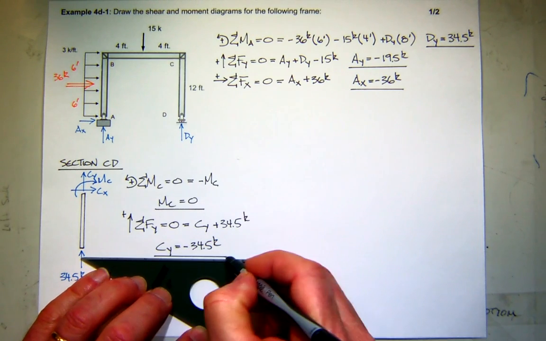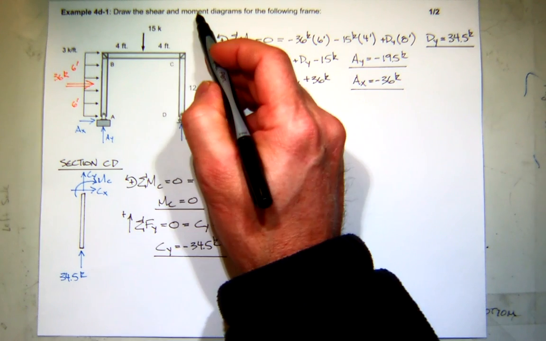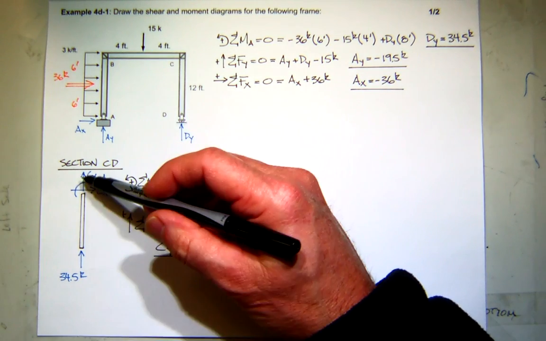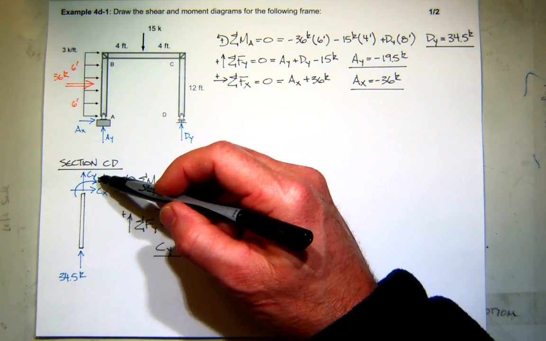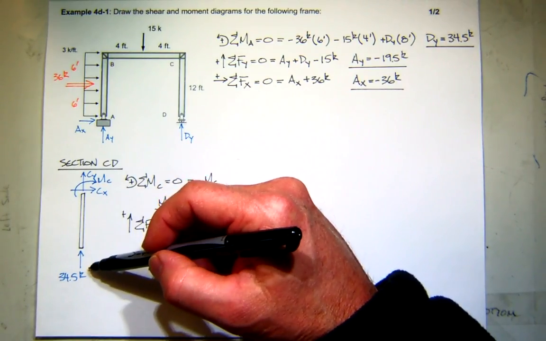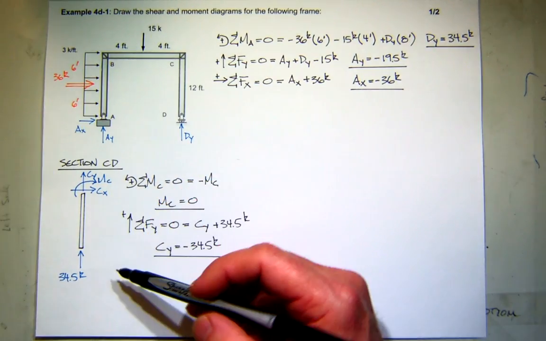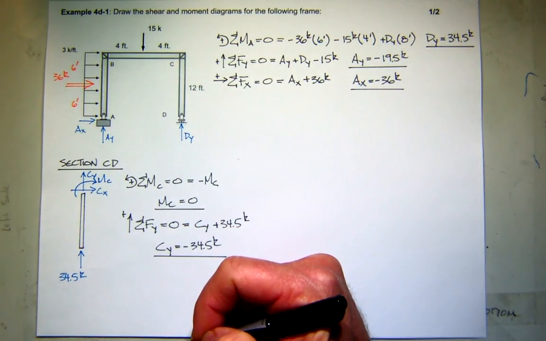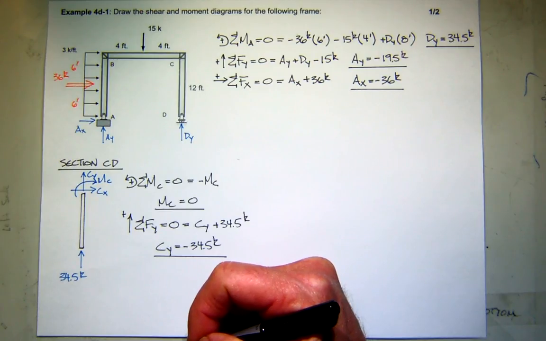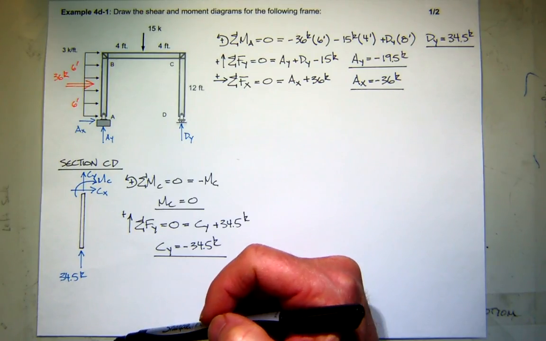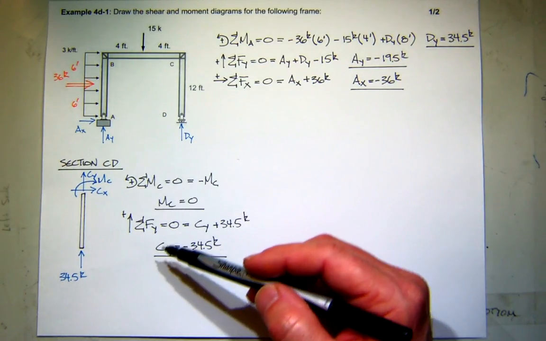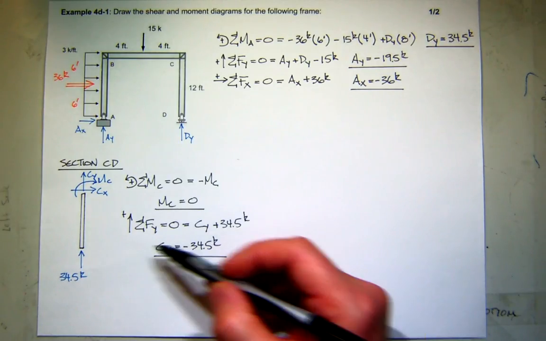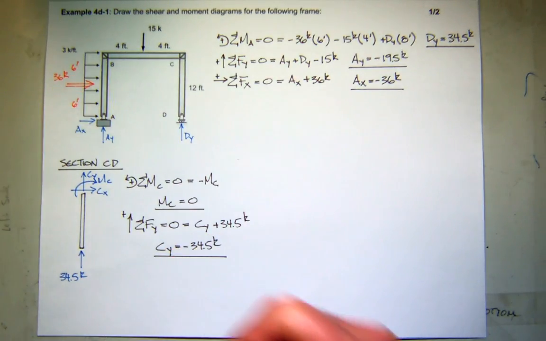Now remember, our ultimate goal is to draw the shear and bending moment diagrams. Are these y forces shear forces? No. They're actually axial forces. So would this element be in tension or compression? It's going to be in compression. If we drew an axial force diagram, then we'd have a negative value of 34.5 across the whole structure.